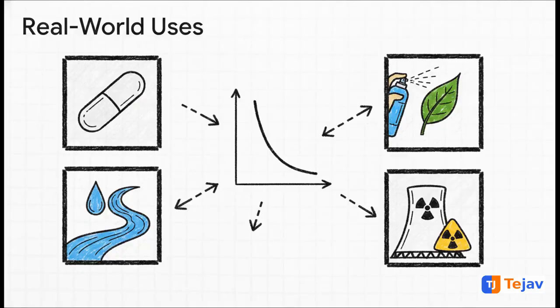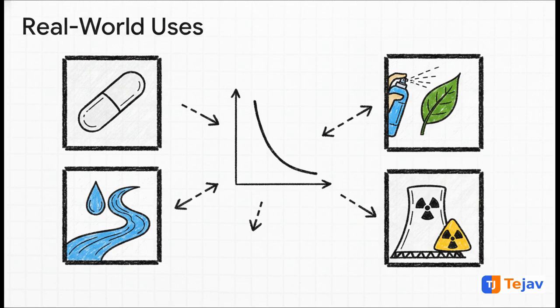If you take a 100 milligram drug that has a 6-hour half-life, doctors know that after 6 hours, 50 milligrams remain. After 12 hours, 25 milligrams. This is exactly how they calculate your dose amount, how often you should take your pills, and the whole duration of your treatment.